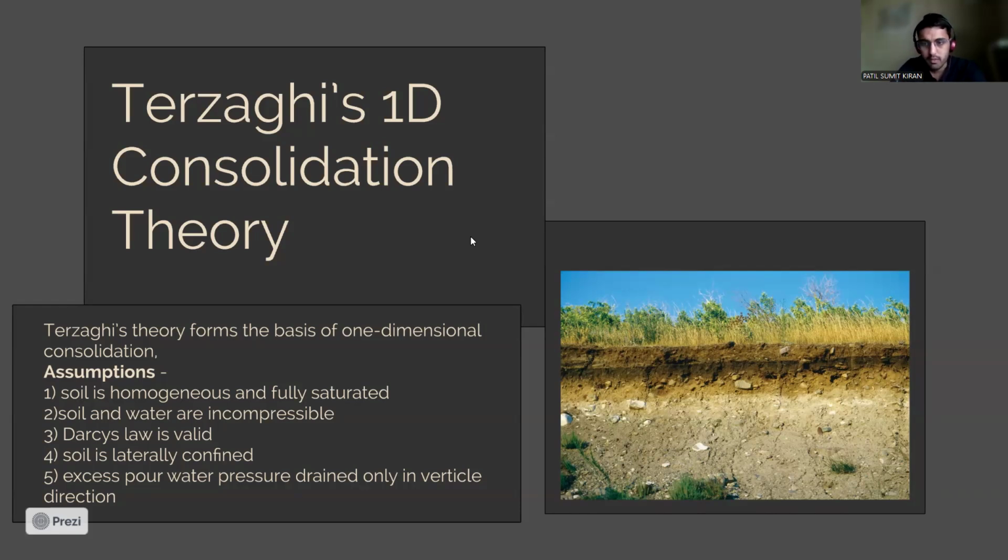Soil and water are incompressible. It is the second assumption. Darcy's law must be valid in that soil. The soil is laterally confined, that is, the water is allowed to get out in only one direction, not in all the horizontal as well as vertical directions. So it is laterally confined from both sides, so soil water movement can be seen vertically. Excess pore water pressure is drained only in the vertical direction. So as it is laterally confined, excess pore water pressure can be drained only in the vertical direction.